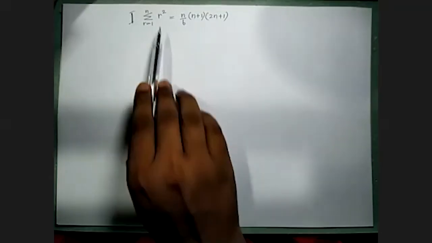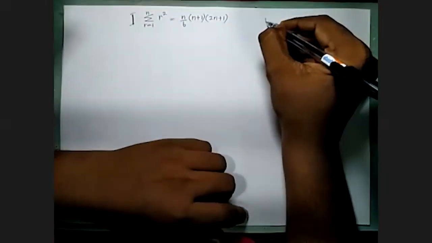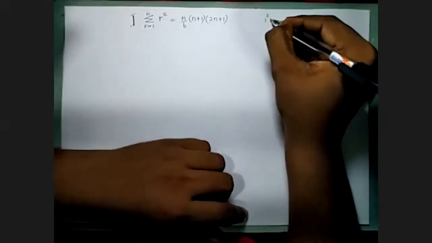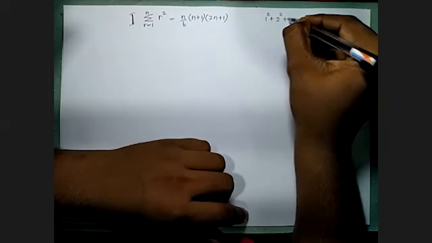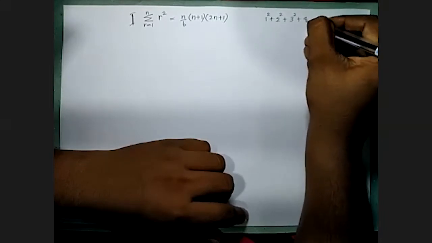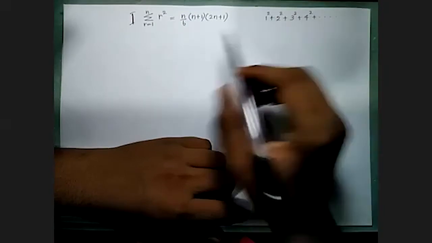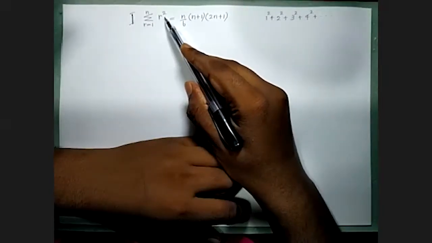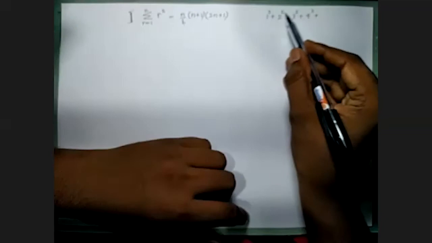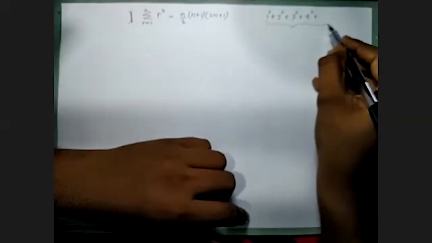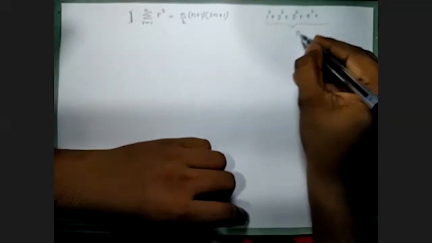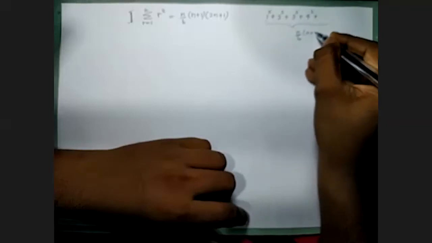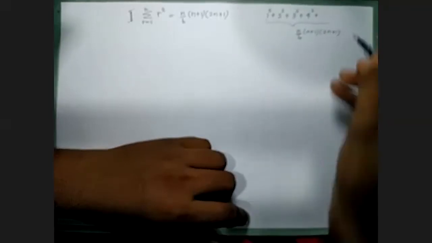So you should keep this in mind. Then what can be the series here? Series is in this form: 1 square plus 2 square plus 3 square plus 4 square, like this. Because here we have r to the power 2, each and every term should be squared. Then the sum of this kind of a series is n over 6 into n plus 1 into 2n plus 1.